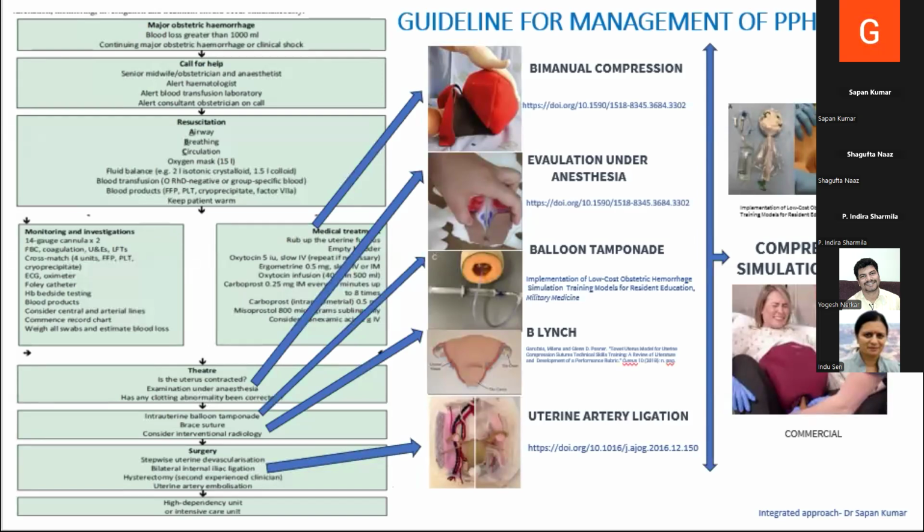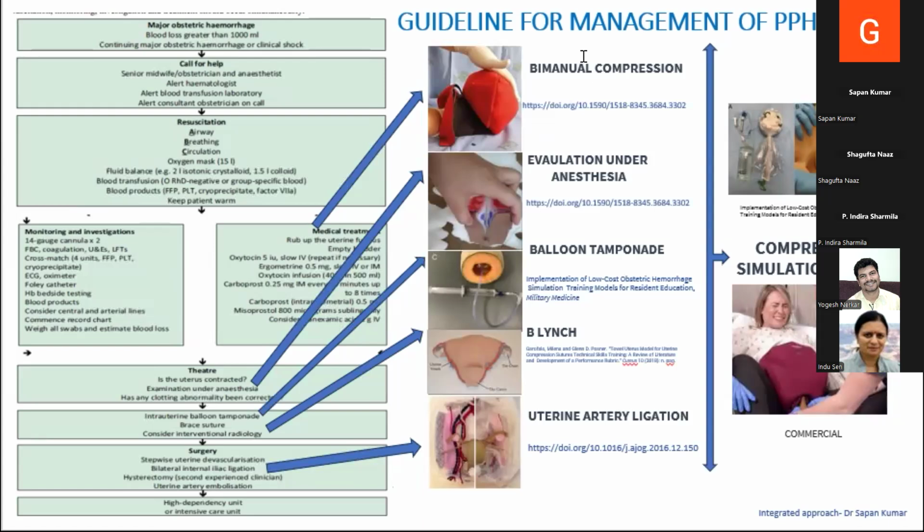These can be broken down into each and every aspect. Suppose we are taking, say, bimanual compression of the uterus. There is a study which has already been validated and peer reviewed, and we can use that study. After that, they have taken evaluation under anesthesia, balloon tamponade, and brace suture. Taking all this into consideration, we can design a module for our medical students and registrars so that they can practice and get a fair level of knowledge and know-how of how management of PPH is done.